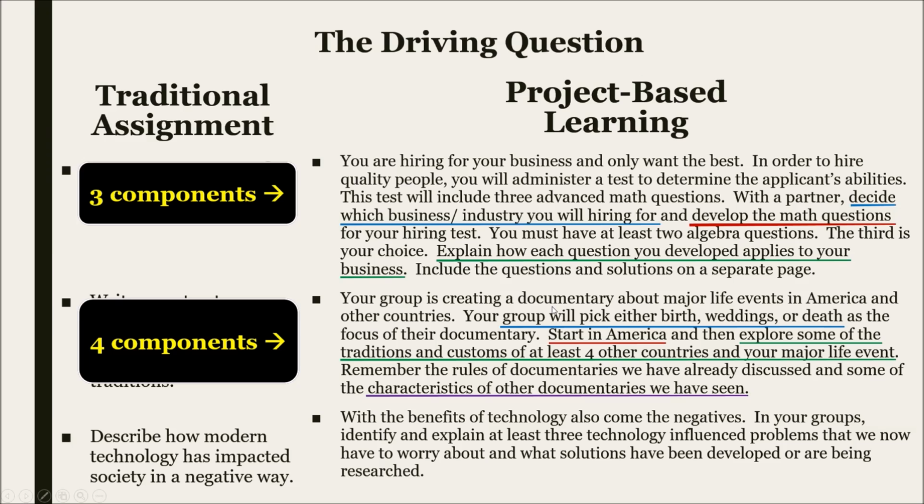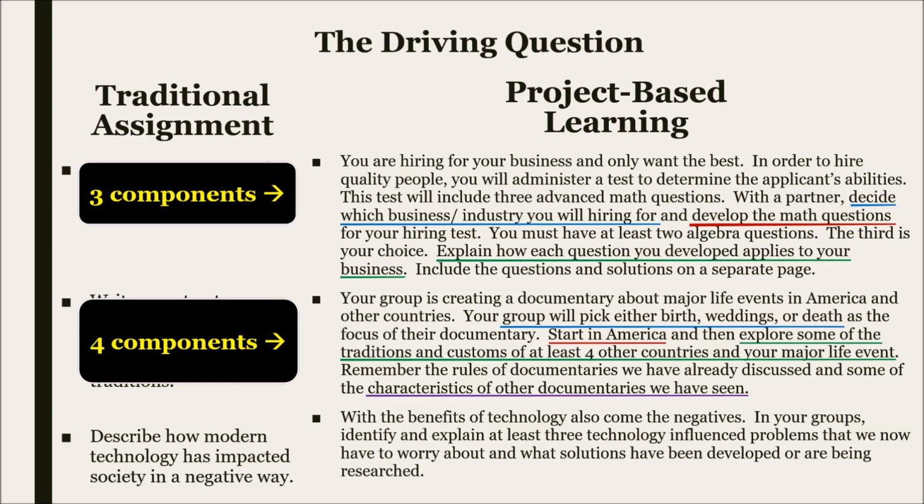But what we're doing here is, again, we're trying to increase the level of thinking that our students are doing. So let's take a look at this last assignment here. Describe how modern technology has impacted society in a negative way. So again, kind of a plain prompt that we've probably seen many times. So let's see how we can maybe amp this up a bit.